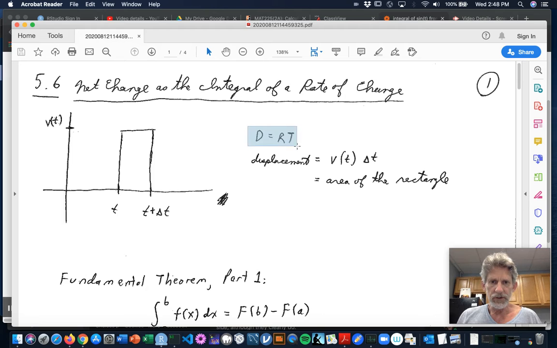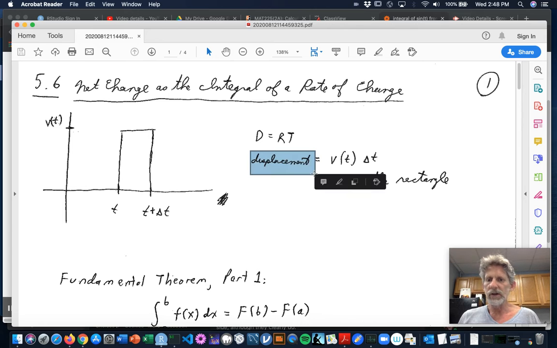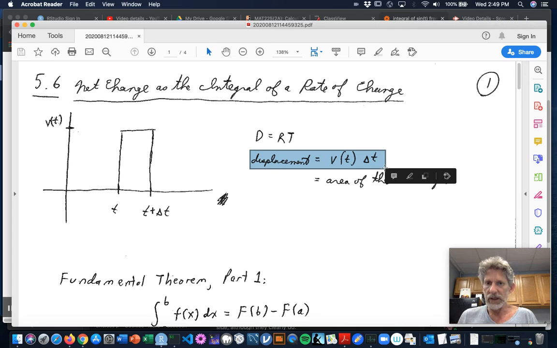So think about this. The old distance equals rate times time formula from high school. I'm going to think of displacement here instead of distance, change in your position. This formula is really saying that the displacement is the velocity you have times how long you've been traveling at that velocity, delta t.